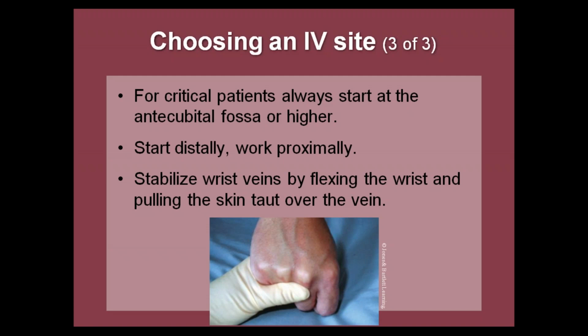With wrist veins, you want to flex wrist and hands. You want to try to flex that wrist, pull the skin taut over the knuckle, as in the picture here, to help make those veins pop out a little bit more, also to stabilize the vein and keep it kind of in line as you try to puncture it.